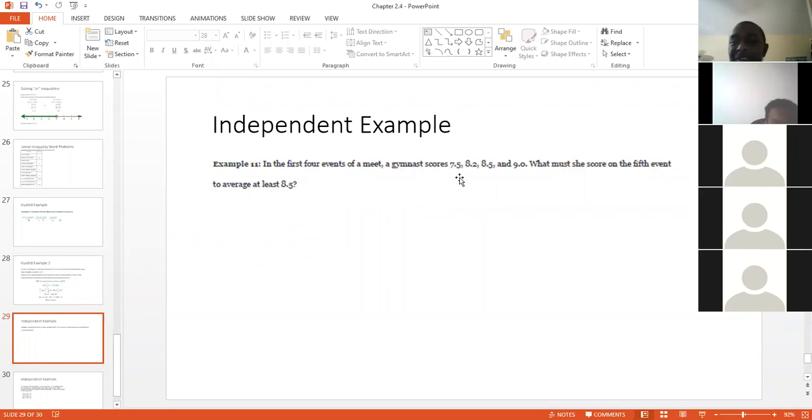The wording's a little off, but there's supposed to be 5 events, so you divide everything by 5. The average is defined as the sum of all the numbers divided by the amount of numbers that there are. So there should be 5, so you divide everything by 5, and you're looking for what the last event is. Okay, so I'll leave you to it. I'll give you a few minutes.